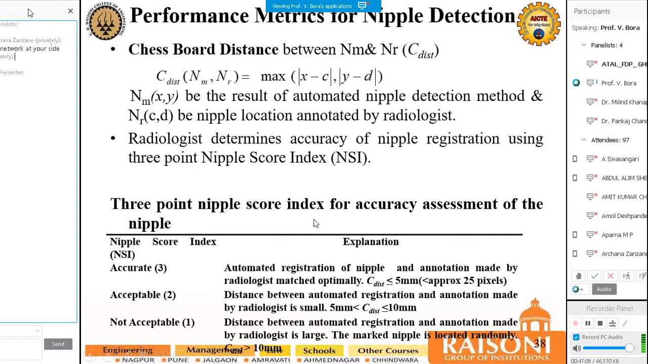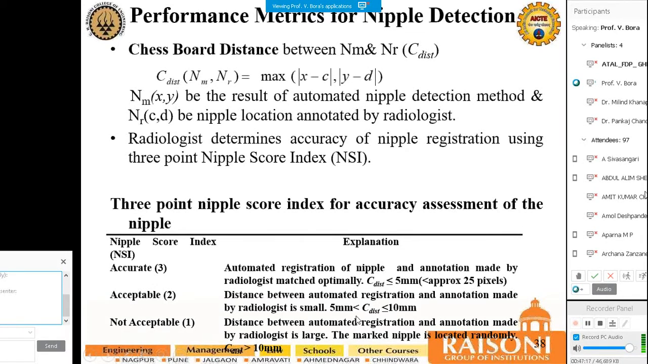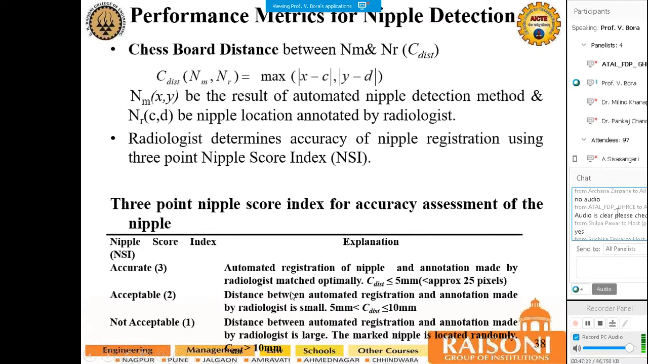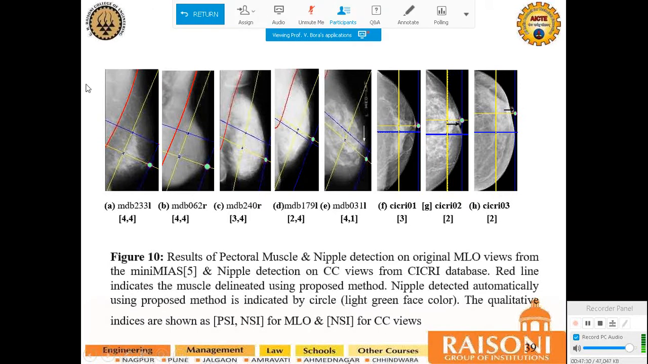What is NSI? If the distance is less than 5 mm, it is accurate. If the distance is from 5 to 10 mm, then it is acceptable, and above that, not acceptable. So these are the results on the MIAS database, and this is the CR database for the muscle, and for MLO, it is the muscle detection. So the red line is the muscle detection. This green is the reference point detection with the help of the proposed method. So these are the results. These are the comparisons I have done.